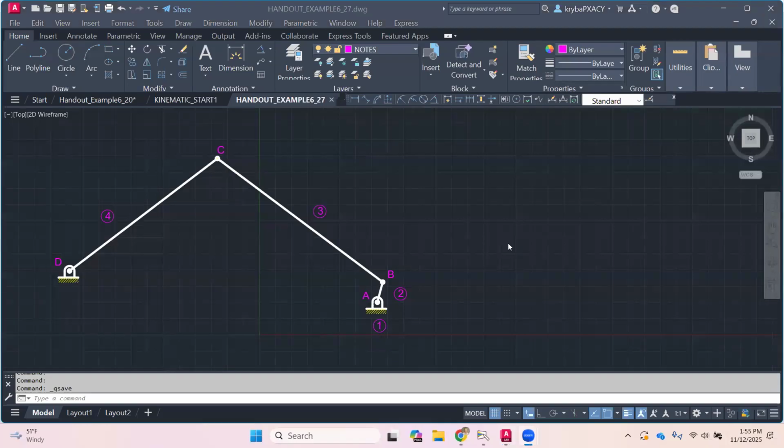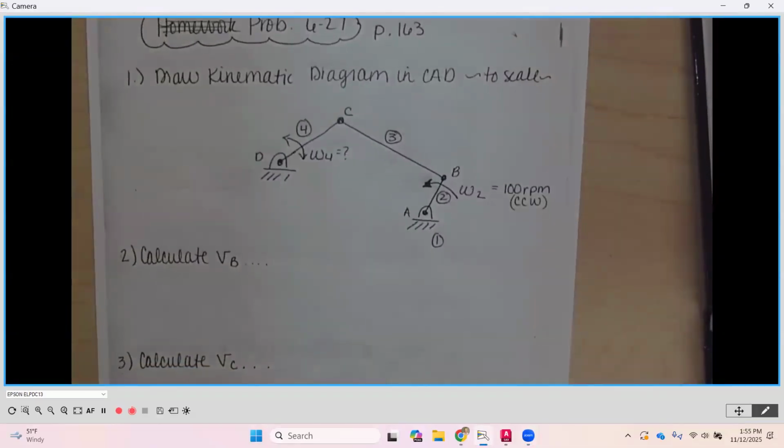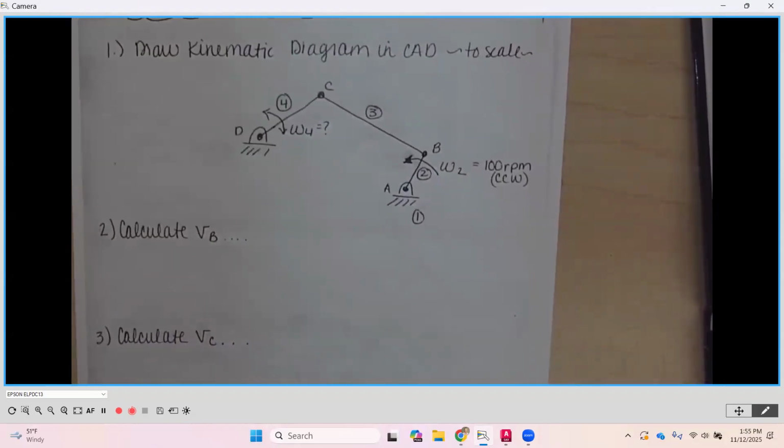Okay, so now we're ready to take it to the next step. I drew my diagram. I double checked all of my dimensions, made sure my geometry was good to the dimensions that were in the book. Now we're going to go back underneath, and we are going to follow along with our procedure here. Now, the next thing that we're going to do is we are going to use the relative velocity vector equation to solve for the values that we need.